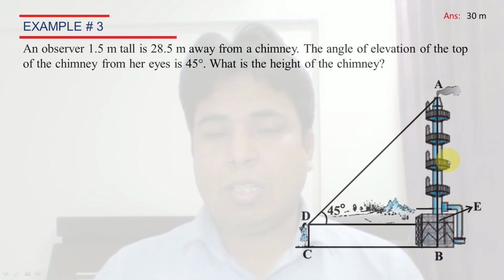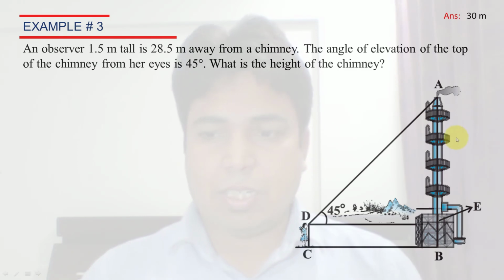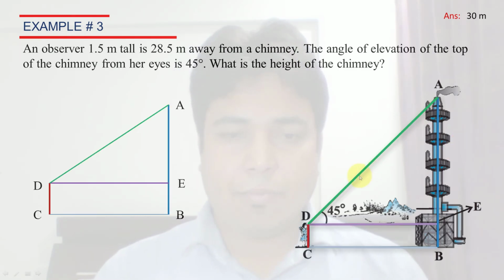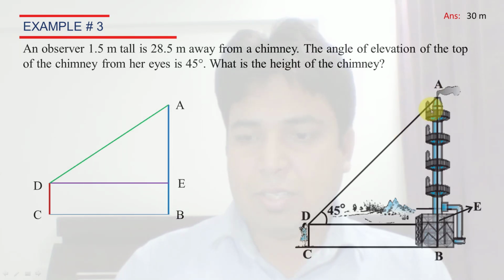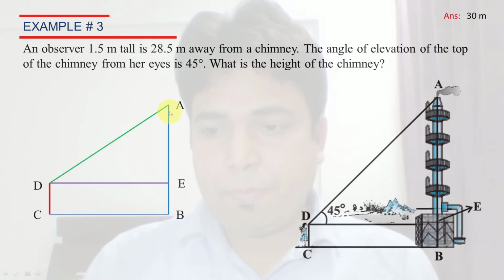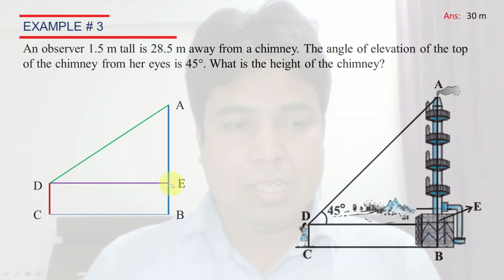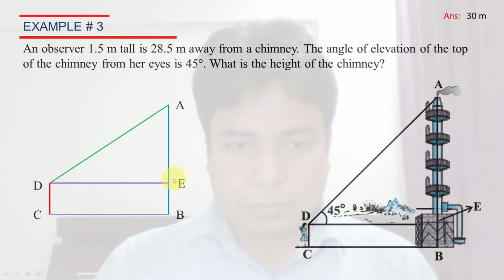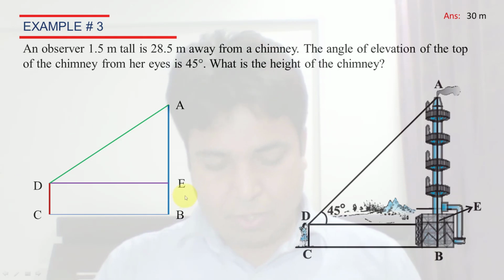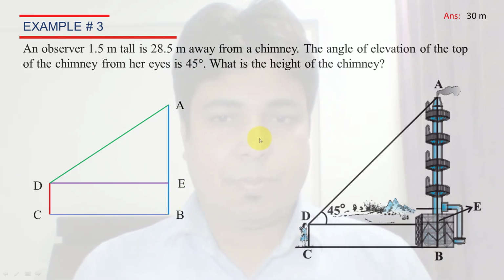So let's move on. The question figure that we need to draw for this question is, as you can see, this representing the chimney as shown here. This is the top, and this is the point E, where DE is parallel to CB, that is the ground, and DC is the height of the observer. This is the question figure that we need to draw while solving this problem.